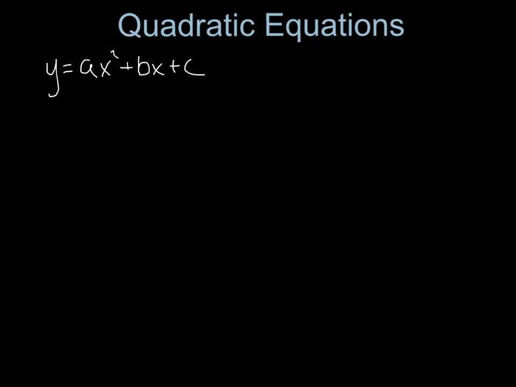We notice that we have an x squared term, so that's where we're different from our line equations, where we didn't have that x squared. We just had a y and an x. So that's generally what they look like.